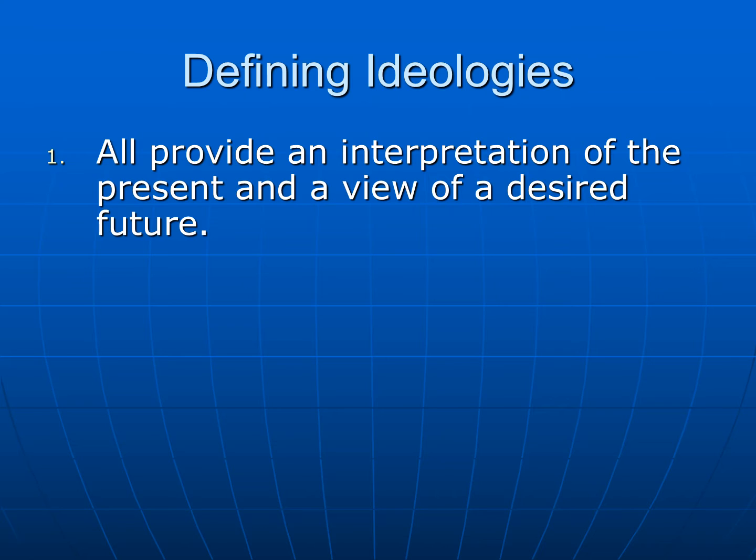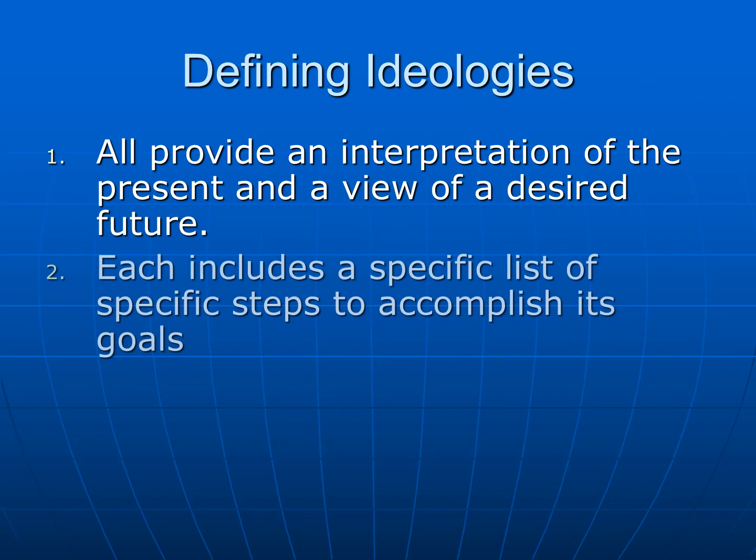All right, we're in a situation right now. It's not what it should be, and I know where it should go. The second step in an ideology is a specific list of specific steps that have to be taken in order to accomplish these particular goals. So, for example, if we want a moral society, someone who has a political ideology understands how we're not a moral society and also understands how we can become one, but then develops specific steps to accomplish those goals.